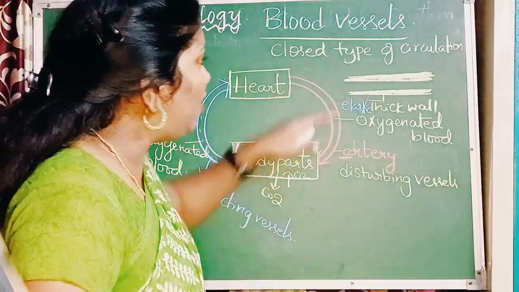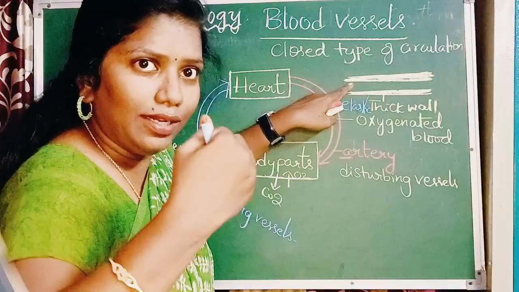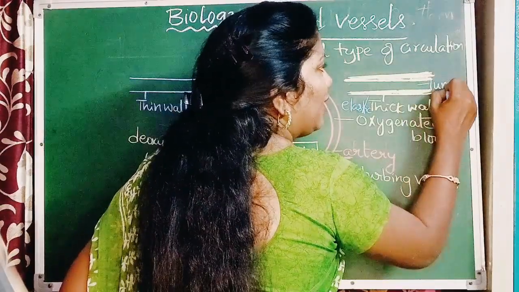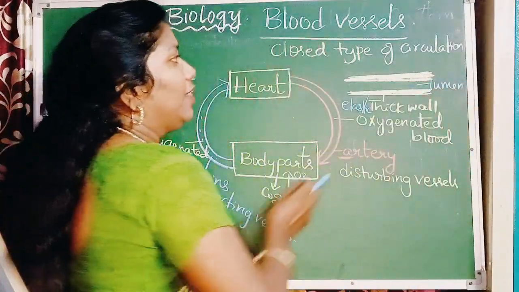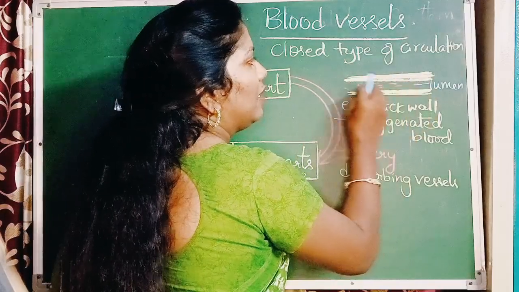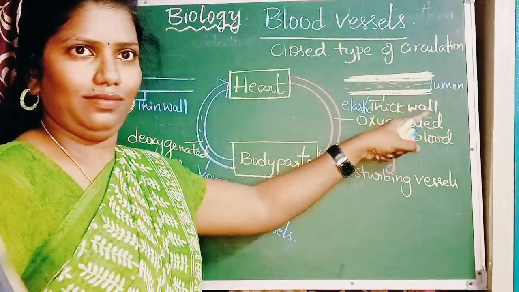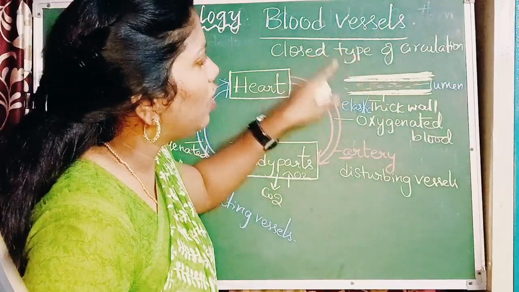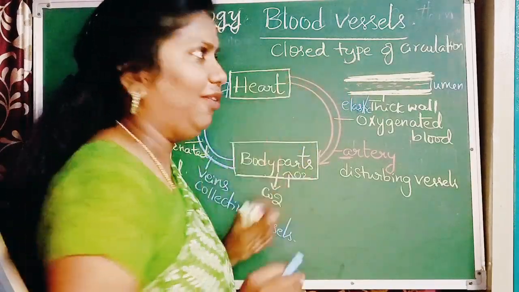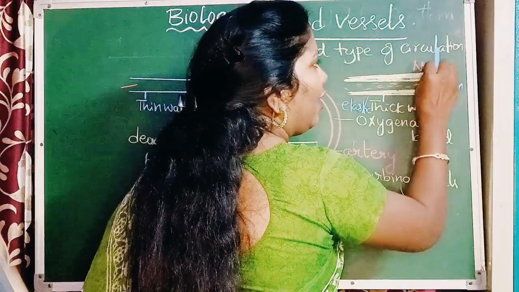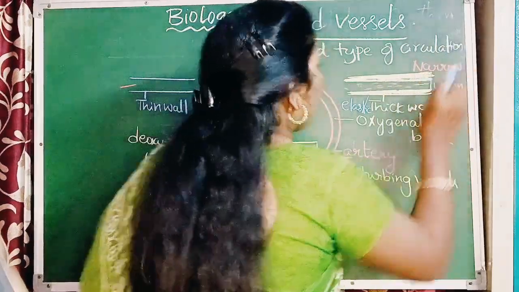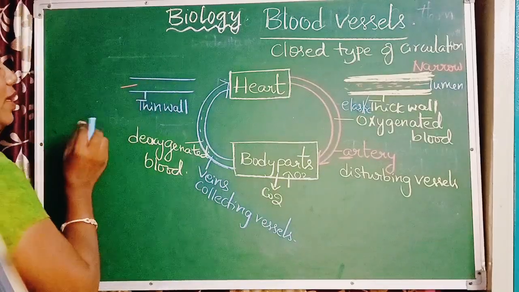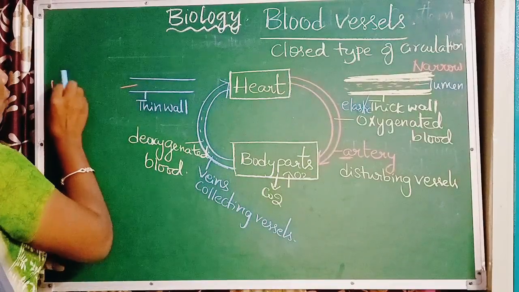So the space between these two layers of the blood vessel is called lumen. Lumen is a space through which the blood passes. And this one is a lumen. Here, because of the thick walls, the lumen is very, very narrow. So I can write like this, narrow lumen. Whereas in the veins, the lumen is wider. So I can write wide lumen.